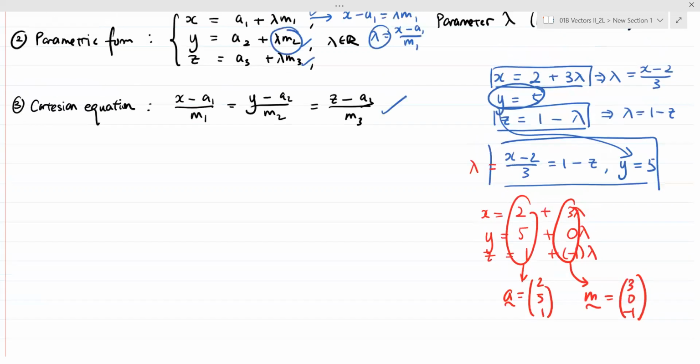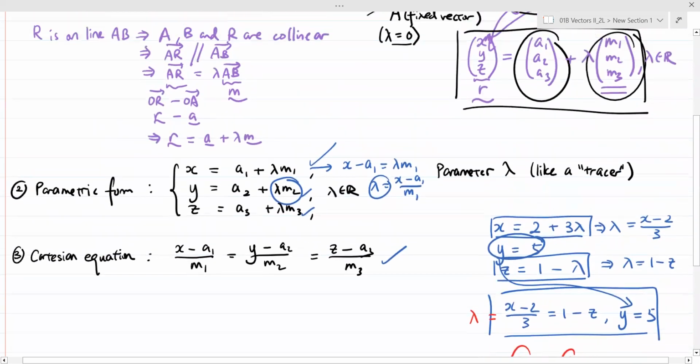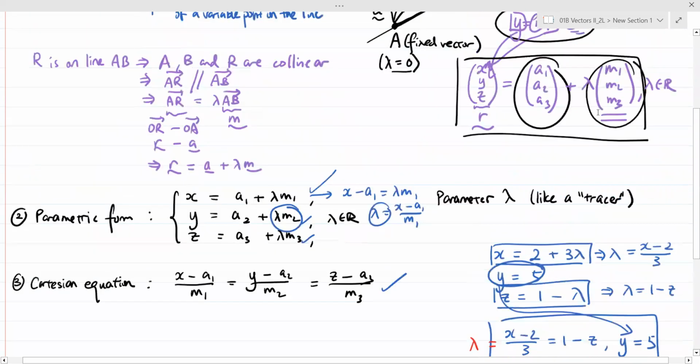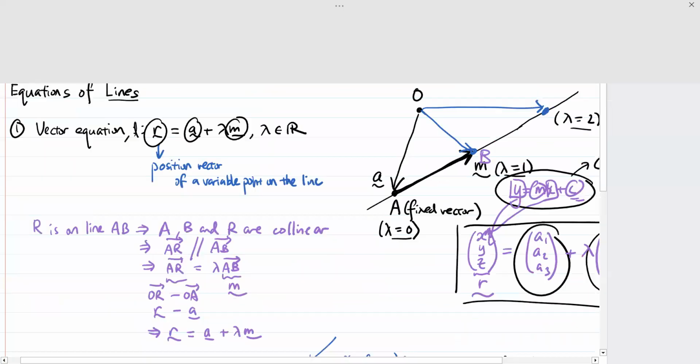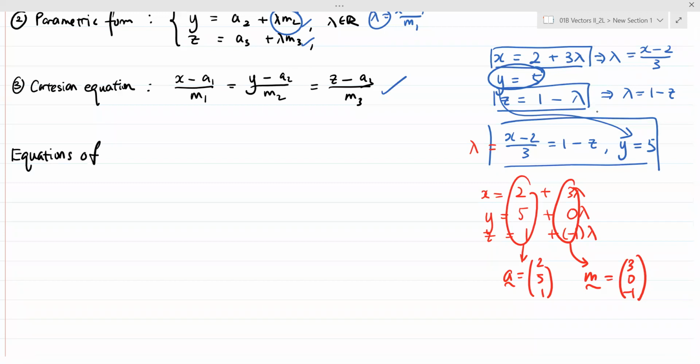Okay, now we talk about planes. So again, we have 3 forms. What are the 3 forms? Vector form. Vector has how many forms? One is the scalar product, yes. Is there another one? Vector product. There's no vector product.